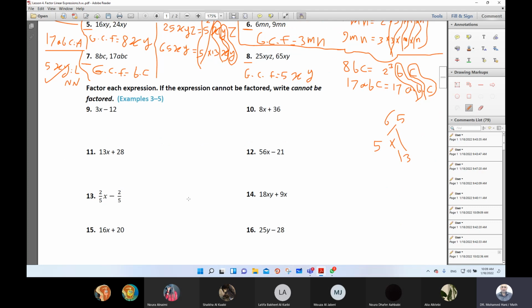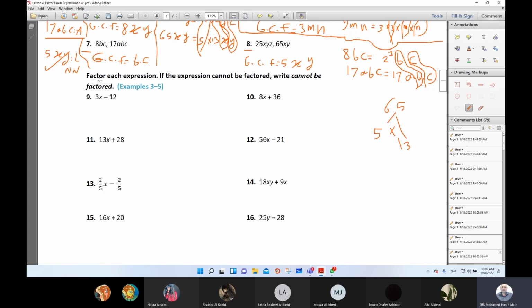Great. Right. In the second lesson, factor each expression. If the expression cannot be factored, write cannot be factored. And here we have expression. In the first term here we have 3, and in the second term we have 12. What is the GCF between 3 and 12? As you know, 12 equals 3 times 4. And 3 equal 1 times 3. So the GCF will be what? Will be 3.